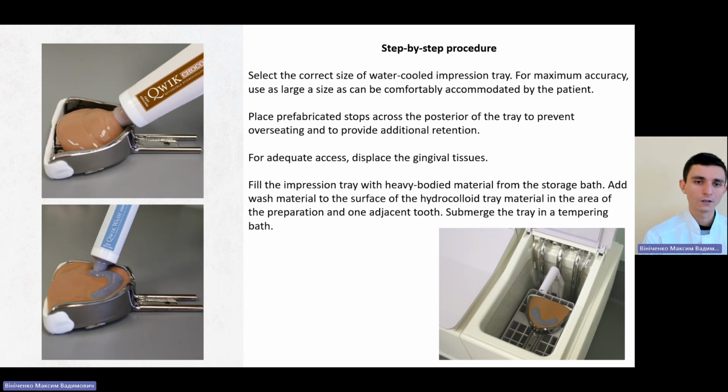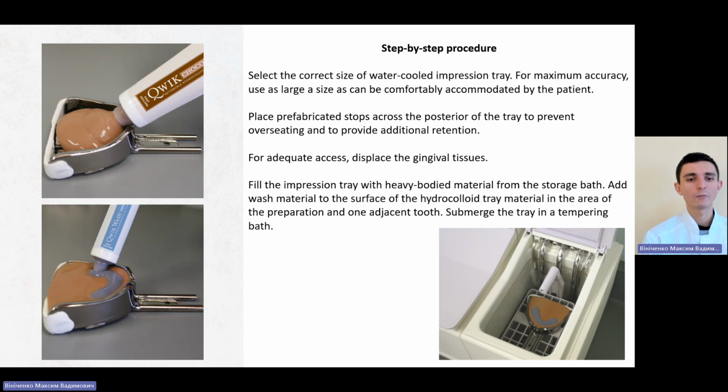Step-by-step procedure. Select the correct size water-cooled impression tray. For maximum accuracy, use as large a size as can be comfortably accommodated by the patient. Place prefabricated stops across the posterior of the tray to prevent overseating and to provide additional retention. For adequate access, displace the gingival tissues.